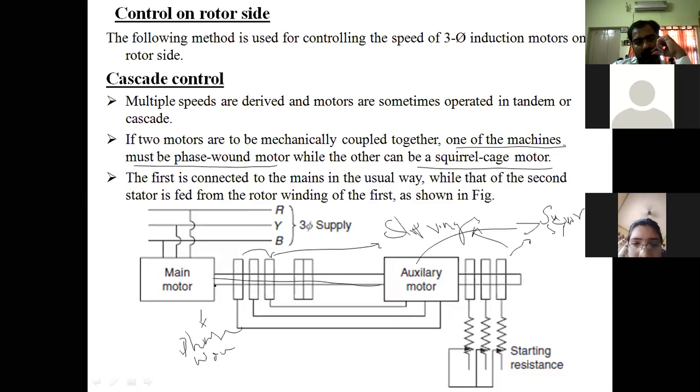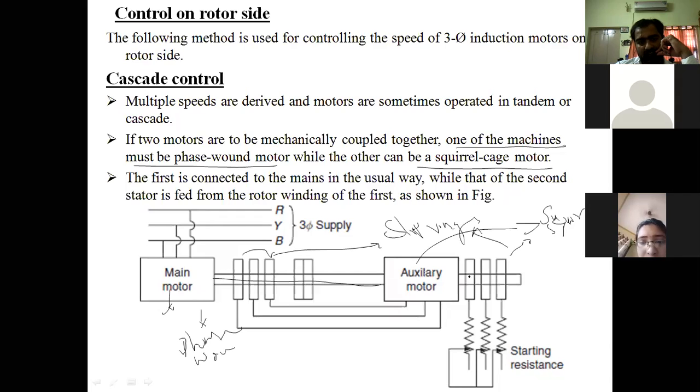Before connecting, we can make this the main motor and that the auxiliary motor, but this motor should be squirrel cage and this one should be phase wound. According to this diagram, the main motor is a phase wound motor connected to the three-phase supply, RYB. It is mechanically coupled, with slip rings, which are connected to the auxiliary motor. The rotor side shaft is connected to the stator side of the auxiliary motor.